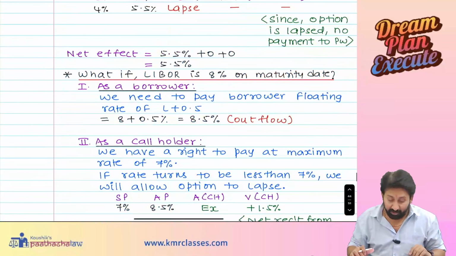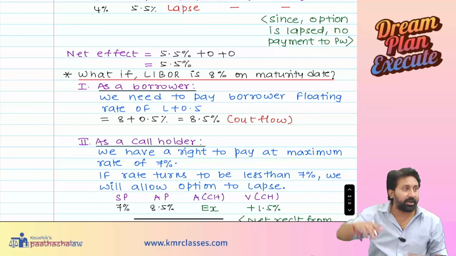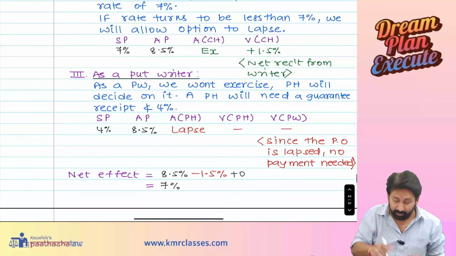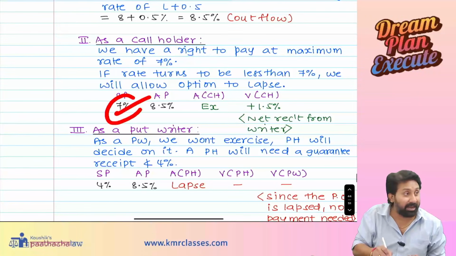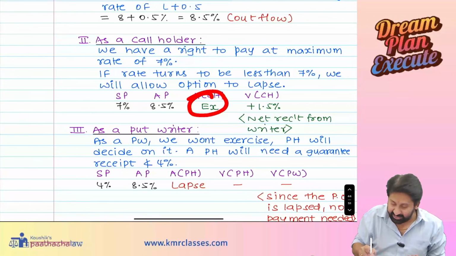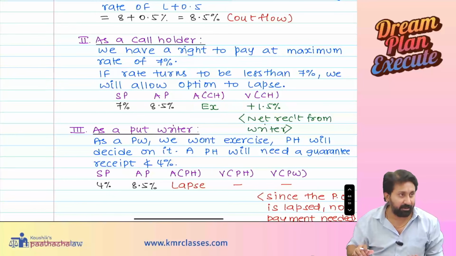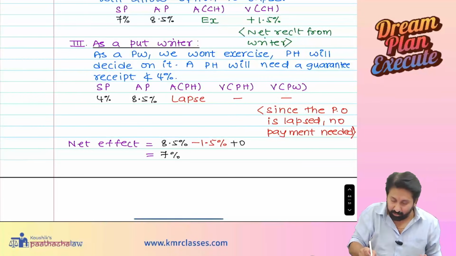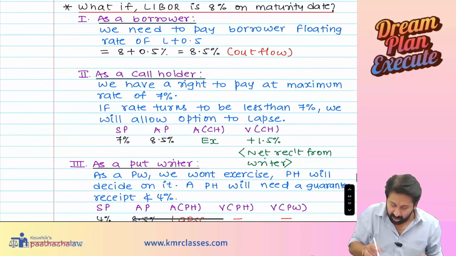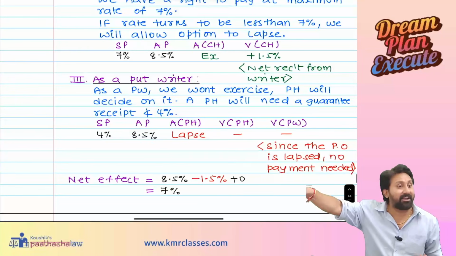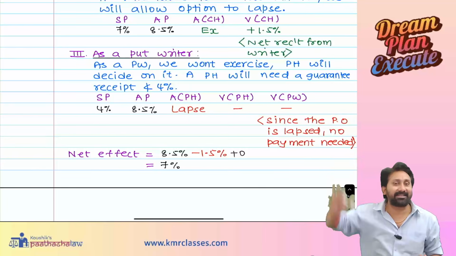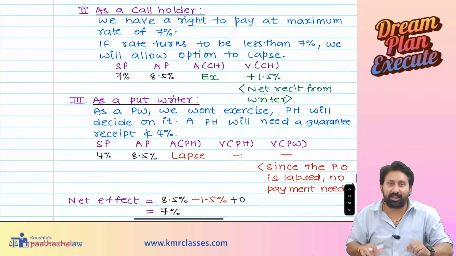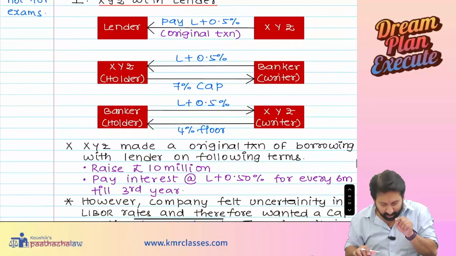Now, if LIBOR goes to 8% on maturity date, then what will happen? Real borrowing becomes 8.5, very costly. Now I have a right to buy at 7% only. I will exercise and I will get a gain of 1.5%. Next, as a put writer, he will lapse, 0 value. The net cost will be 8.5 minus 1.5, 7% is the maximum rate. You take any number, it will be between 4 and 7 only. That's the beauty of this particular question.